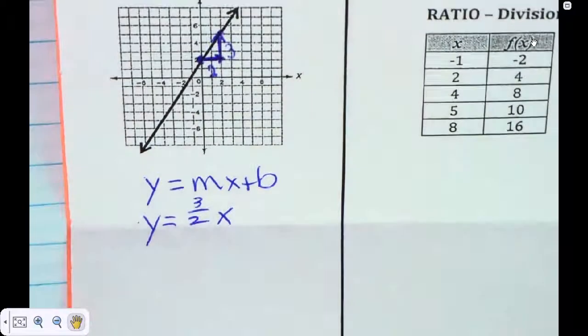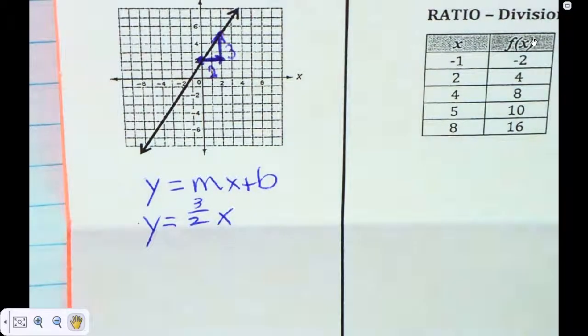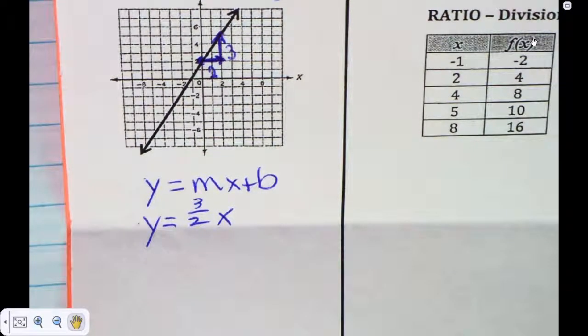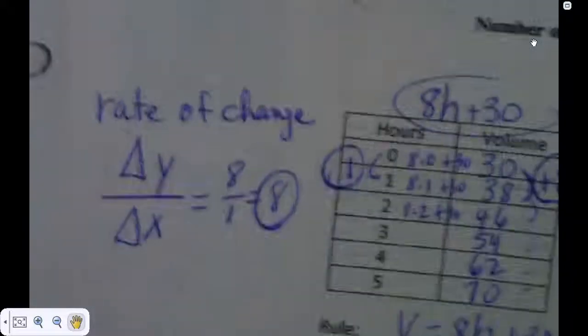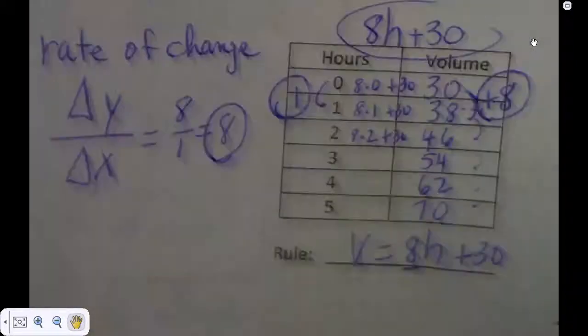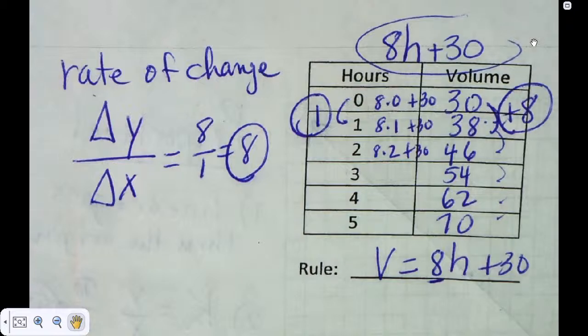Now, I'm going to show y'all something cool that works every time. Remember this problem right here? Let's go back to this problem we just talked about. V equals 8h plus 30. Where did we say that plus 30 came from?